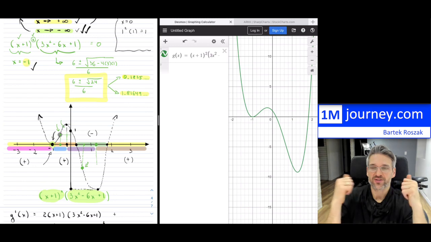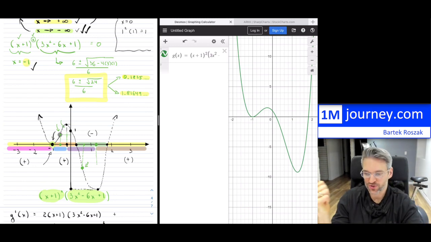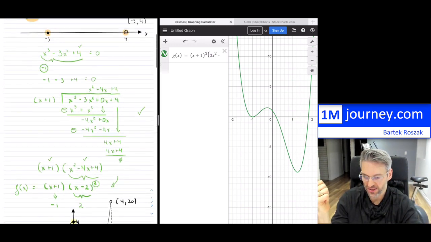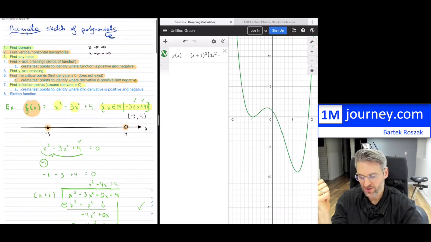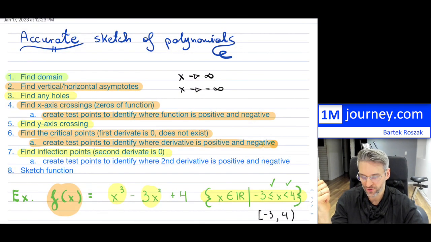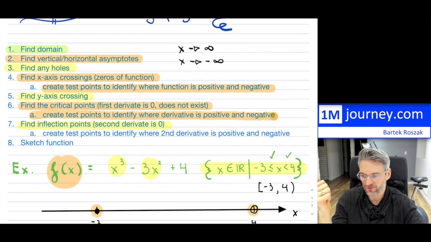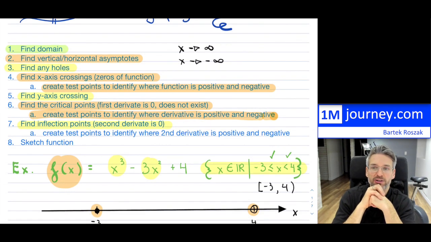So thumbs up. I hope that this was useful. So here are all your steps again that you can utilize to graph and sketch any function. Those are the 8 steps that I use, really 7.